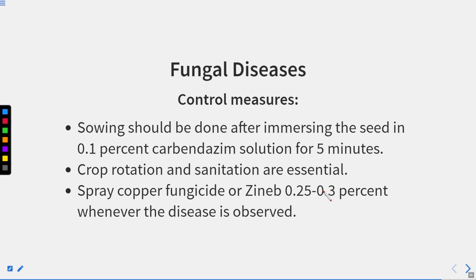And for the control, sowing should be done after immersing the seed. So once the seed is immersed in 0.1% carbendazim solution for 5 minutes, the sowing can be done. Crop rotation and sanitation are essential, and a spray of copper fungicide or zineb, that is 0.25 to 0.3%, whenever the disease is observed.